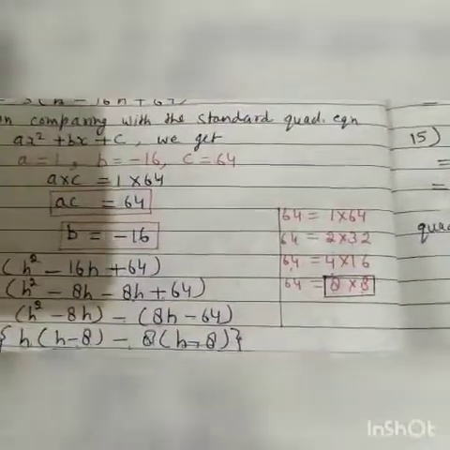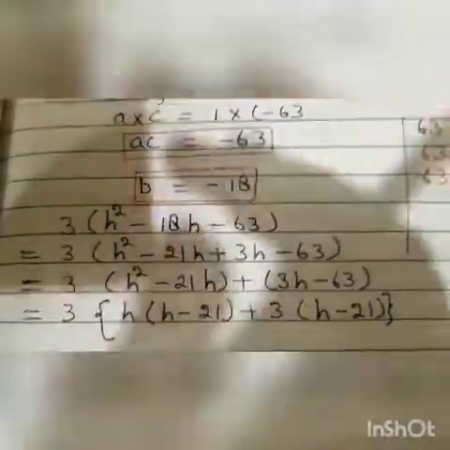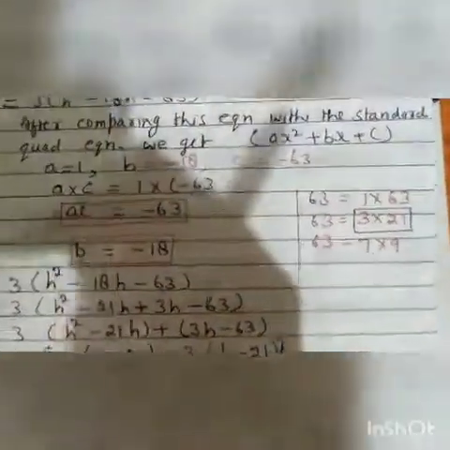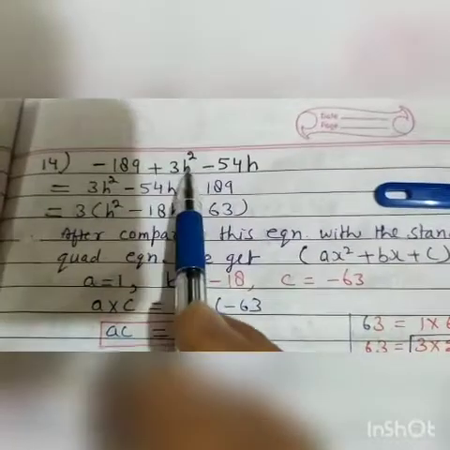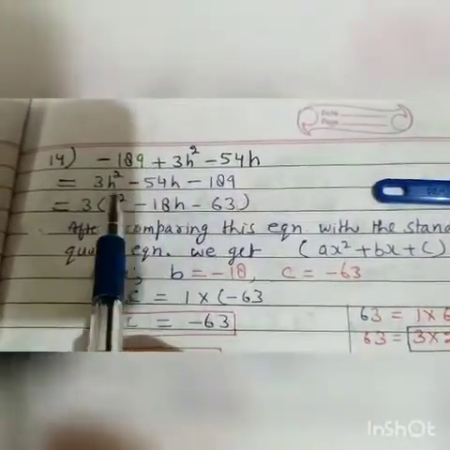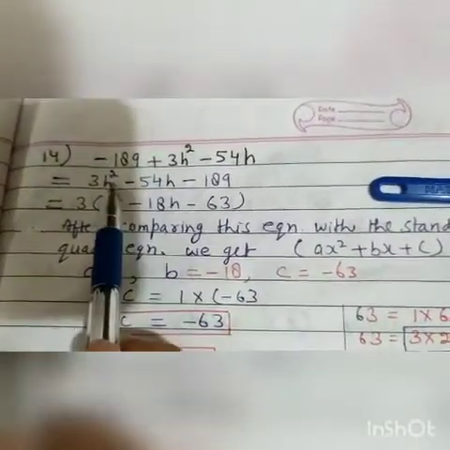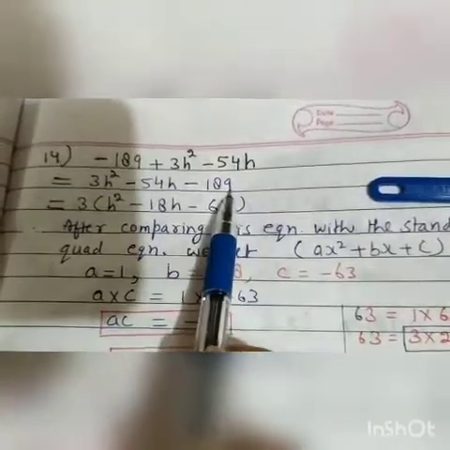Now come to the next question. Question number 14 is minus 189 plus 3h square minus 54h. Again first we will write in decreasing powers of the variable: 3h square minus 54h minus 189.